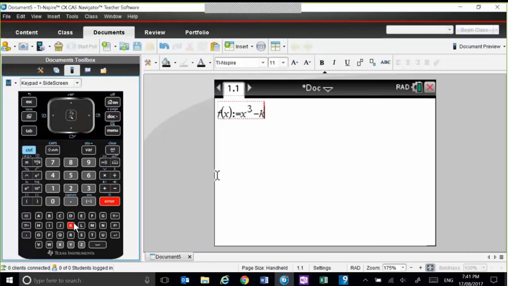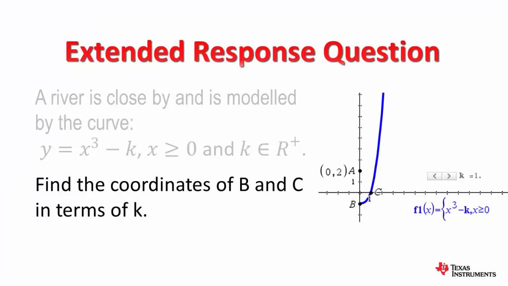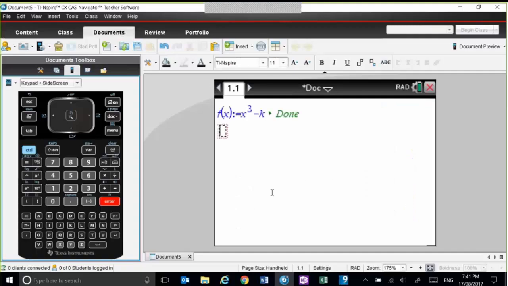And we press enter. We need to find the coordinates of B and C in terms of k. Now as you can see, B is located here. B is in fact the y-intercept of the graph, and C happens to be the x-intercept. Now it's important that we actually analyse that information carefully, because that seems to give us a clue as to what we should do in terms of a mathematical approach.